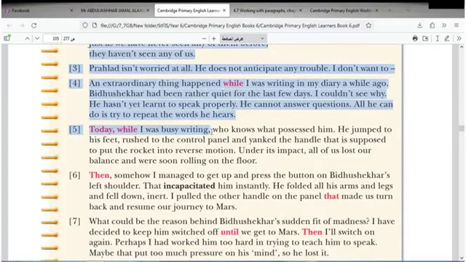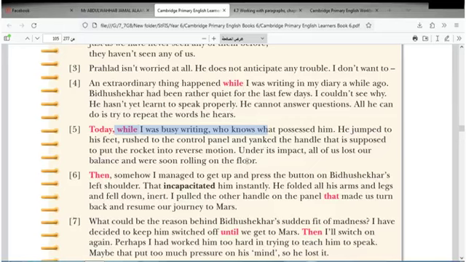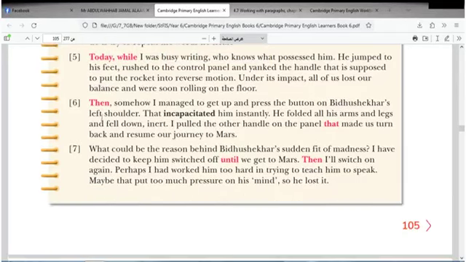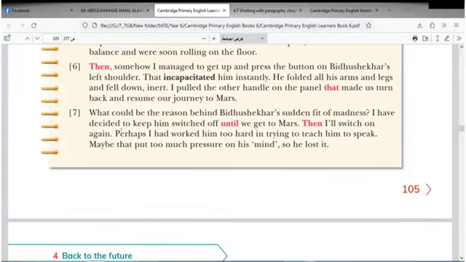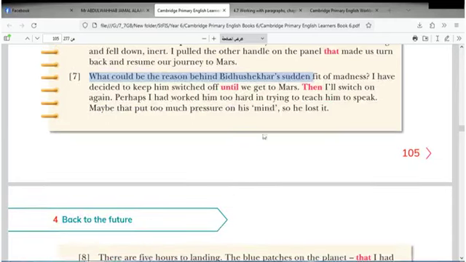Today, while I was busy writing, I changed the time. Then, somehow, I managed to get up. I've changed the time. Then, what could be the reason behind it? That's a question. I'm asking a question, or I'm emphasizing an idea, or changing the topic.